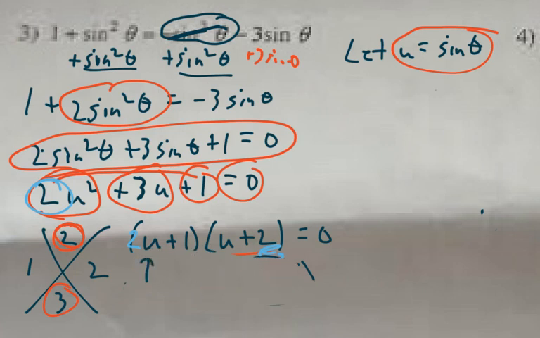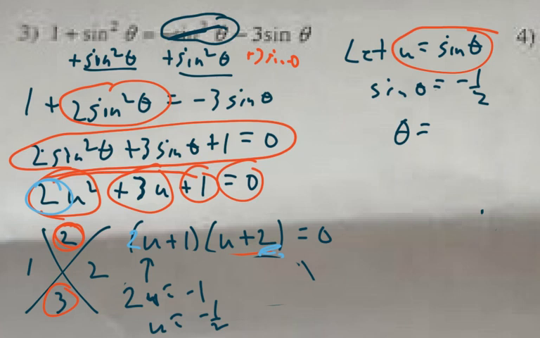So here, 2u's got to be -1. That means u is -1/2. So where is sine theta equal to -1/2? Again, you'll look at your unit circle, and you'll realize, again, I'm going by memory here.